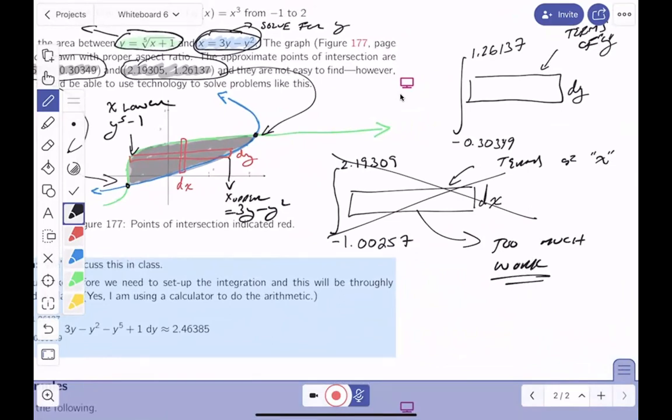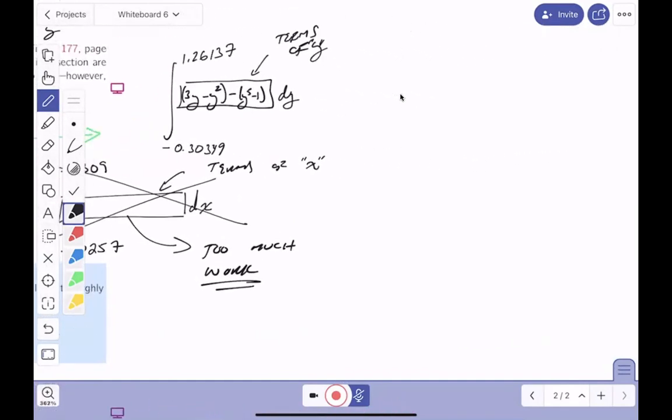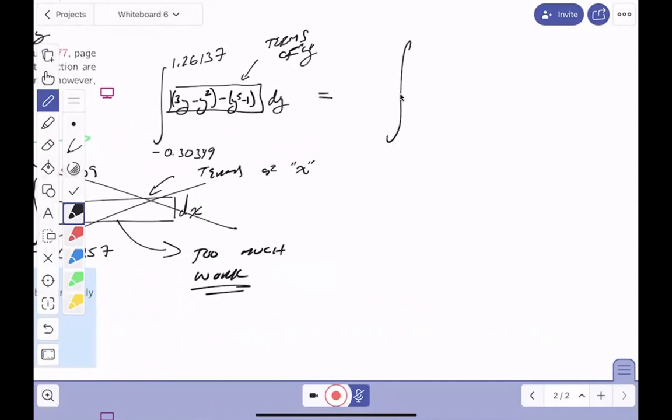Here's what we're going to do. I'm going to write down, what's the upper? 3y minus y squared, minus the lower. What's the lower? y^5 minus 1. Okay, I know this is difficult, but I want to go through the steps now. Minus 0.30349, 1.26137. Yeah, I copied. They're shorter than your phone numbers, by the way. What do you get over here? 3y minus y squared minus y^5 plus 1 dy.